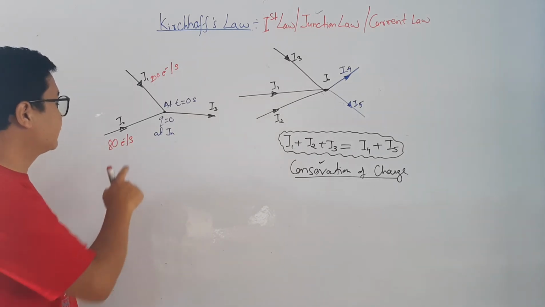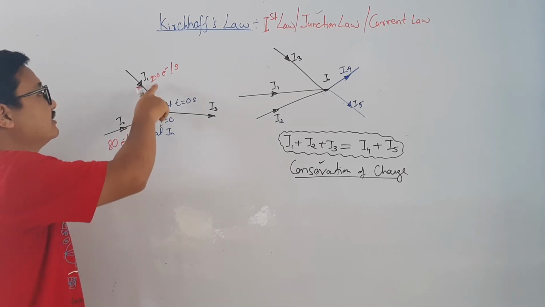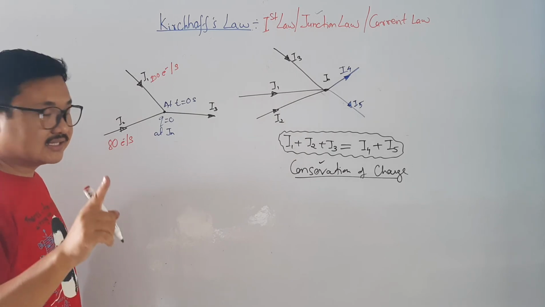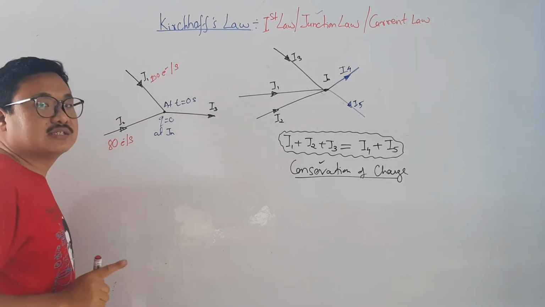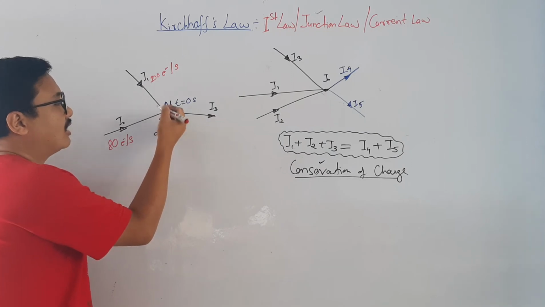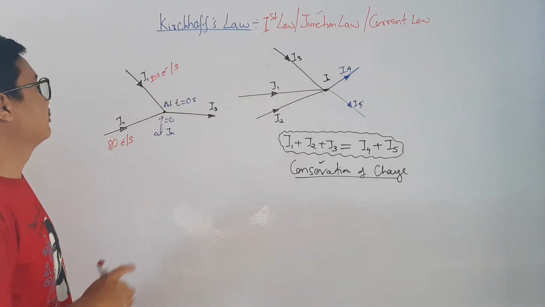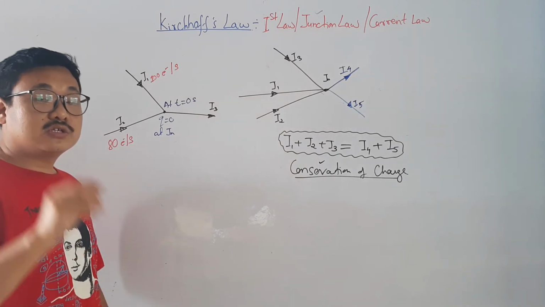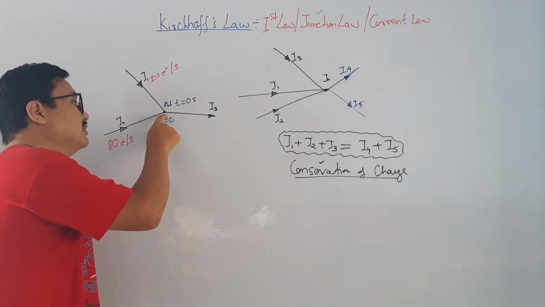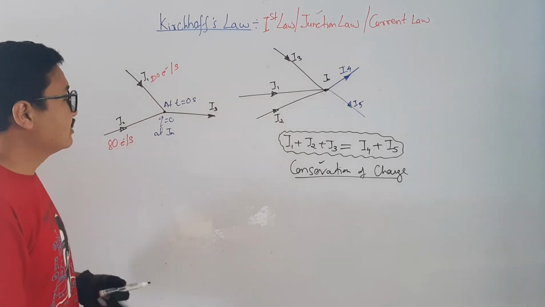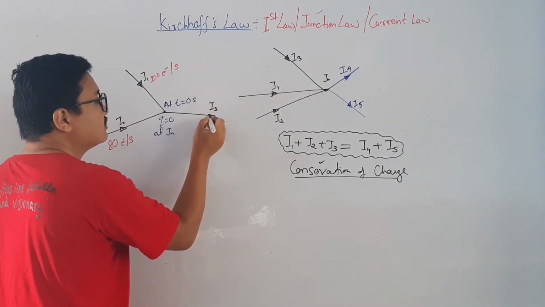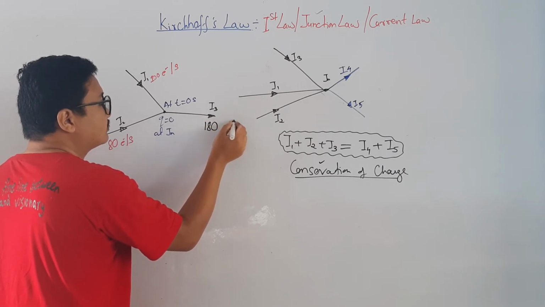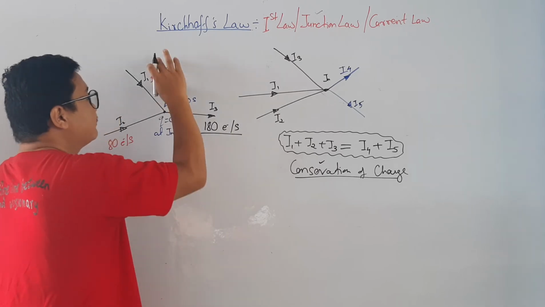It means that here 100 electrons are flowing in 1 second, and here 80 electrons in 1 second. So at this point, how many electrons will be there? There will be 100 plus 80, which is 180 electrons per second passing. So how much will be the total charge? There will be 180 electrons per second. I have to add this.